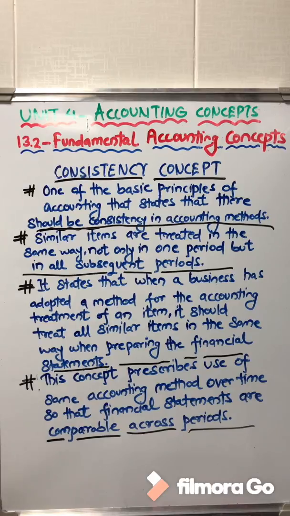Basically there are three concepts given in your textbook. I'm not going to disclose all, so not three, sorry, six. There are six accounting concepts given in your textbook. I'm not going to disclose all in front of you today. In this video, we'll just start the first concept given in your textbook, that is consistency concept. Concept or concepts, it's up to you what you want to say. So the first is consistency.